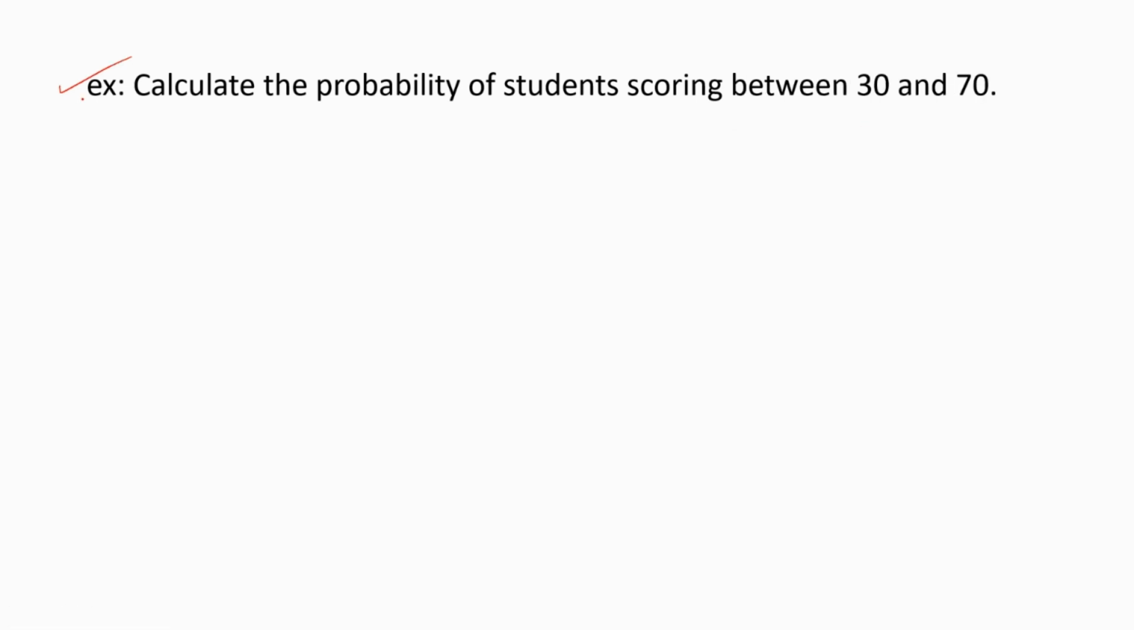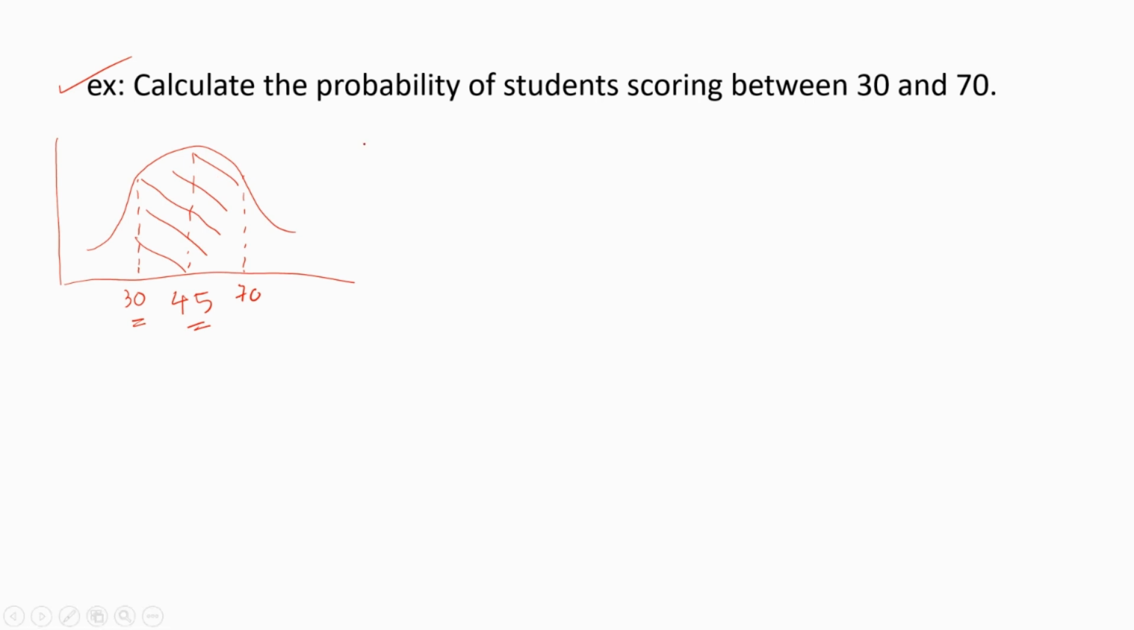Now let's do this example. Data is the same as before. Calculate the probability of students scoring between 30 and 70. First of all, let's draw the bell curve. This is the bell curve. Mean value is 45. They are asking between 30, 30 is here, and 70, 70 is here, because 70 is higher than 45 and 30 is lower than 45. They are asking this whole area. This is the area which represents between 30 and 70.